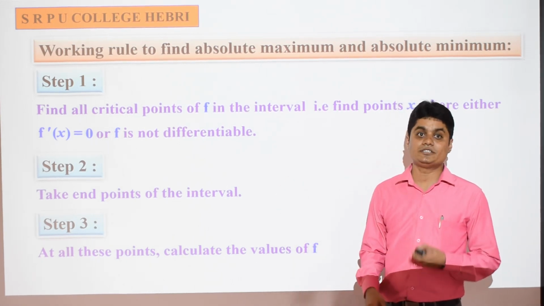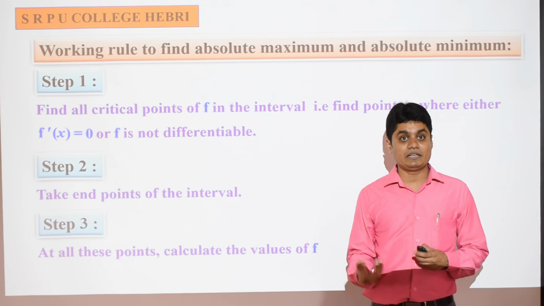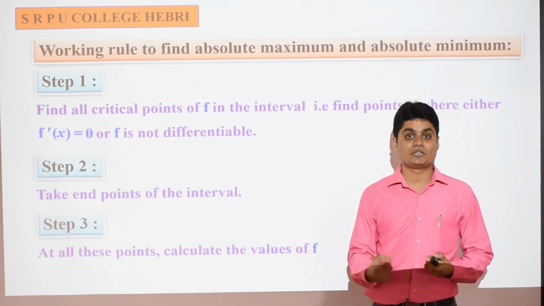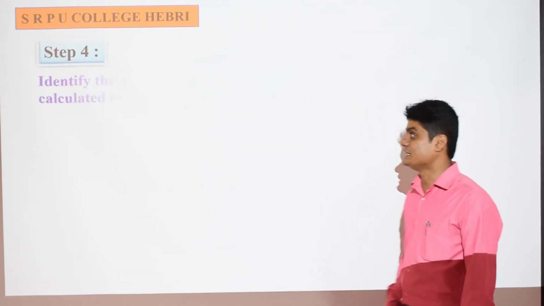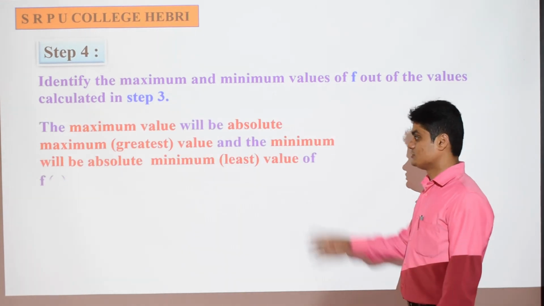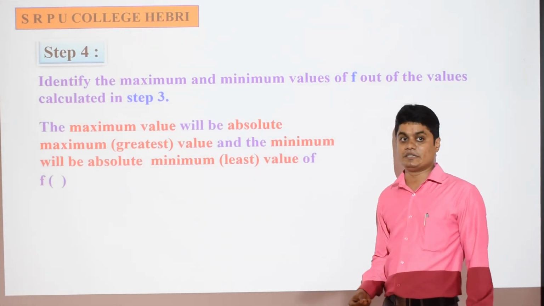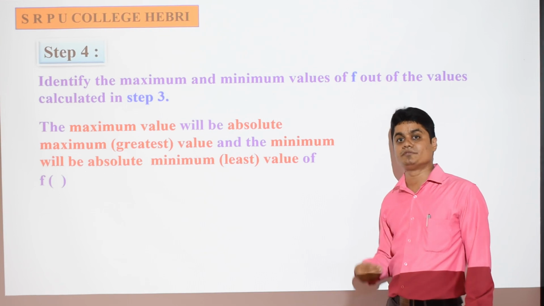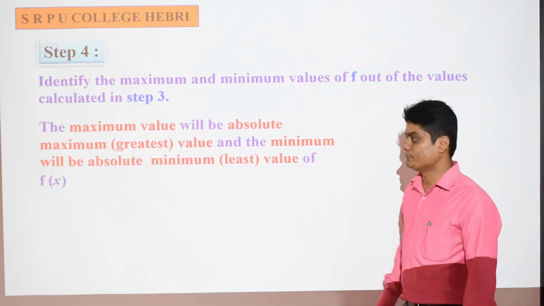List out all the values of f(x) and pick the largest one, which becomes the absolute maximum. Pick the least one, which will become the absolute minimum. So we get the maximum of the maxima as the absolute maximum, and the minimum of the minima as the absolute minimum.